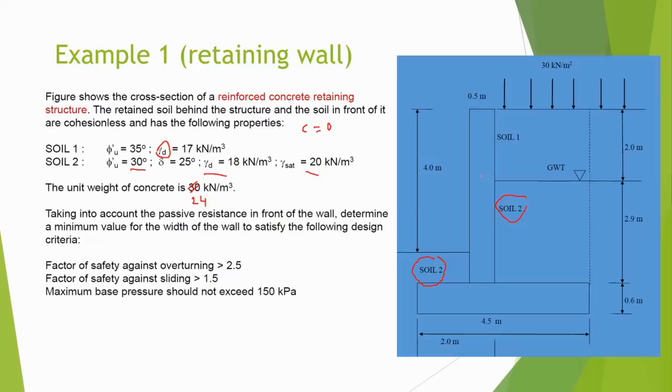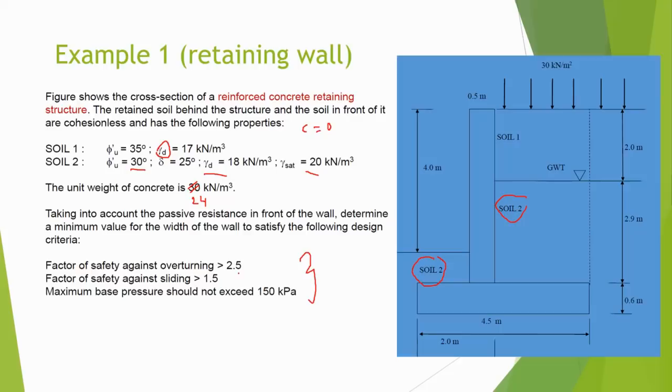Okay. Soalan ni dia kata, taking into the account of a passive resistance in front of the wall. Dia kata, kita kena kira sekali passive dekat in front of the wall. Determine the minimum value of the width of the wall to satisfy the following design criteria. Maksudnya, adakah lebar tapak tu dia satisfy the design criteria? Adakah tapak tu dia sesuai? Adakah dia stabil? Sebab tu kita kena uji kaji analisis benda ni.